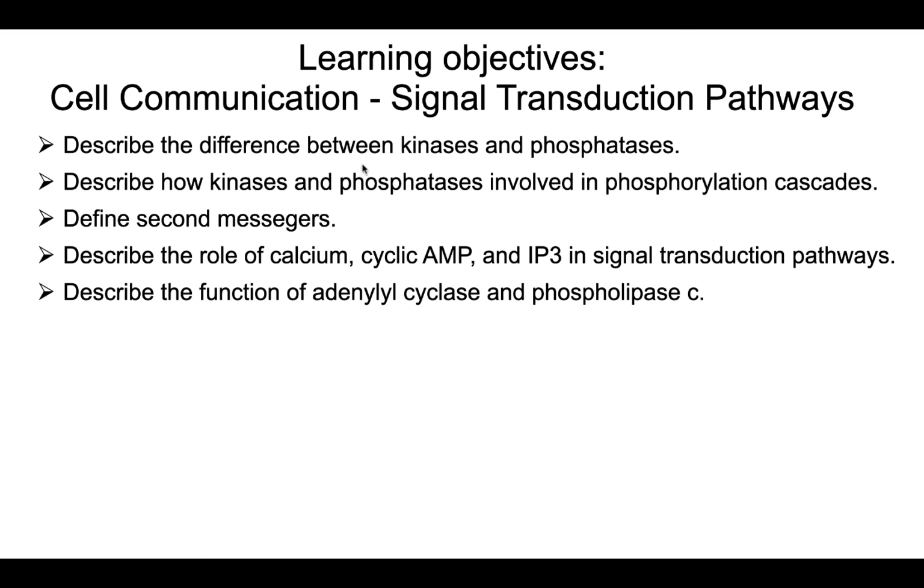describe the difference between kinases and phosphatases, describe how kinases and phosphatases are involved in phosphorylation cascades, define second messengers, describe the role of calcium and cyclic AMP and IP3, these second messengers, in signal transduction pathways, and describe the function of the two enzymes adenylyl cyclase and phospholipase C.